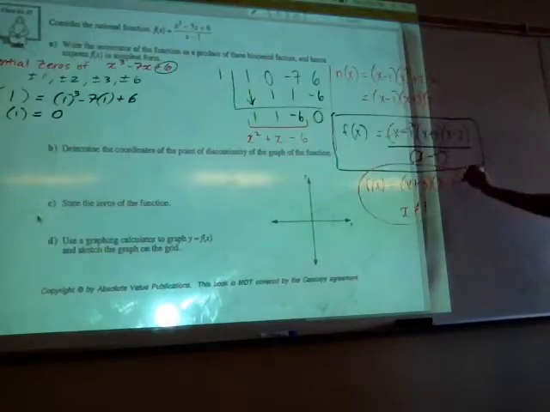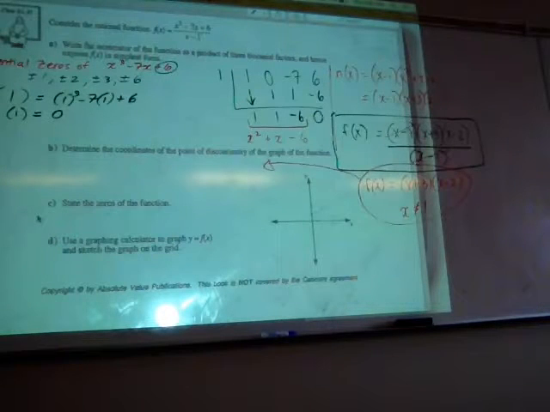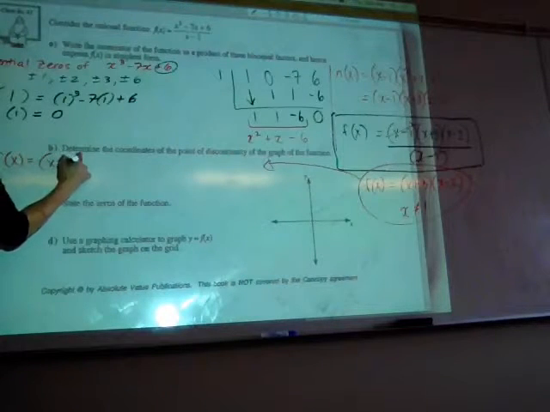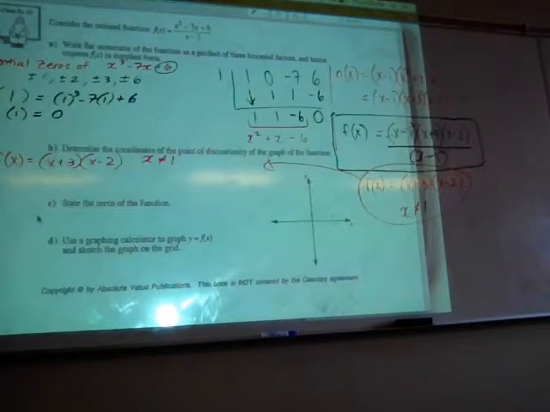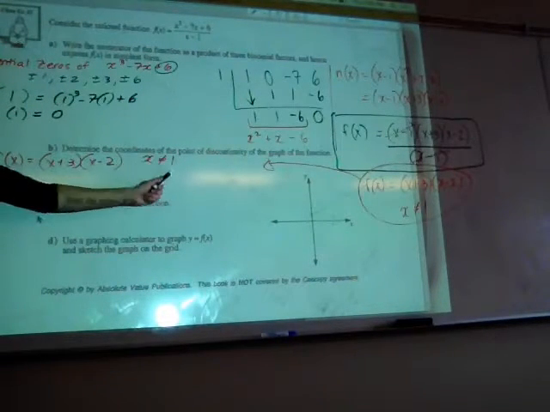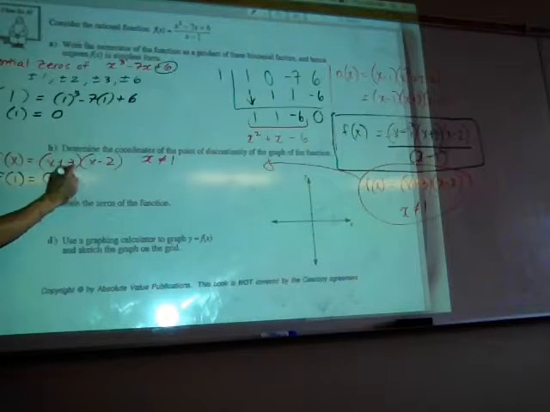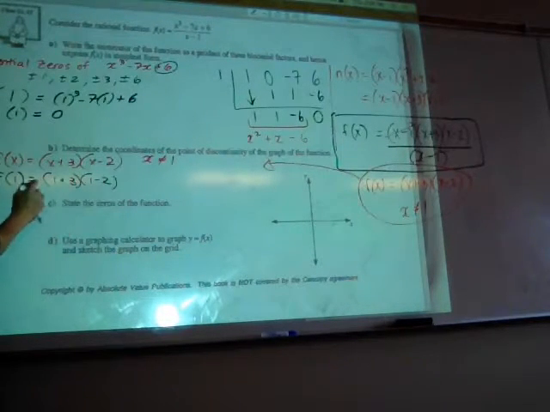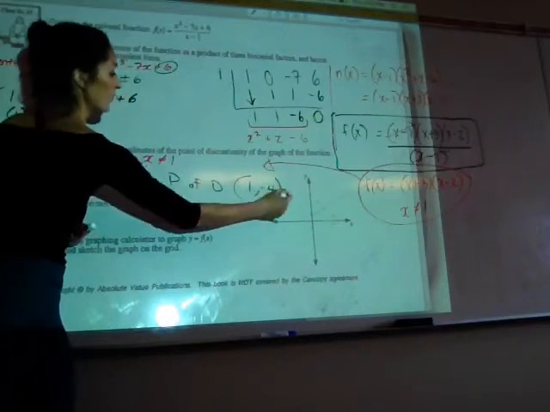This stage is what we're going to use for part B, figuring out the points of discontinuity. So I'll just write it again. f of x equals x plus 3 times x minus 2, where x cannot equal 1. So to figure out the point of discontinuity, what do I do with that restriction in the simplest form? Slap it in there, yeah. So we have f of 1 equals 1 plus 3 times 1 minus 2. So we get 4 times negative 1 is negative 4. So the point of discontinuity is at (1, negative 4).